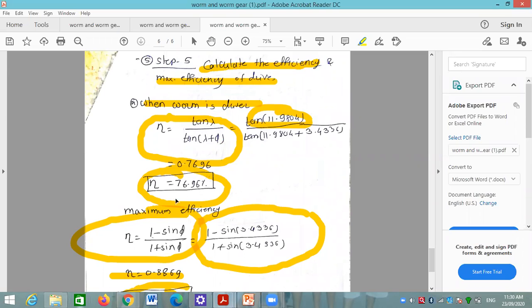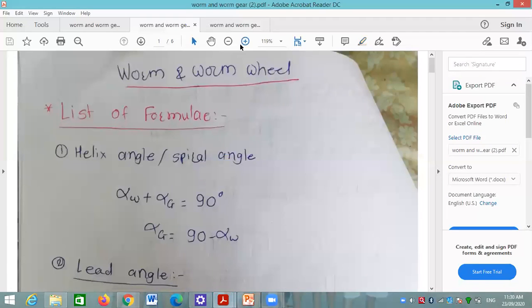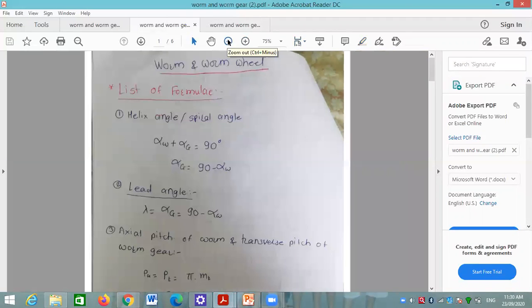So if you have any doubt regarding this numerical, you can ask me here. I will clear all your doubts regarding the worm and worm wheel.